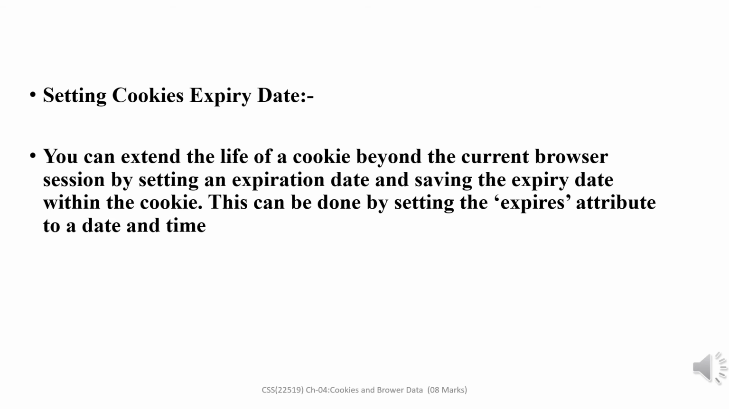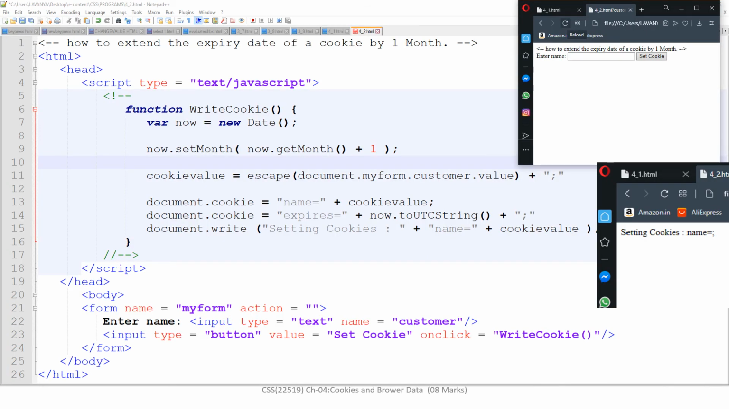Okay. If we close the browser, then it will expire at that time, but if we have to store that session, then we have to set the expiry date and time for that particular browser. That's why the expiry date function is used in this cookie section. So this is a program for setting the expiry date by 1 month.